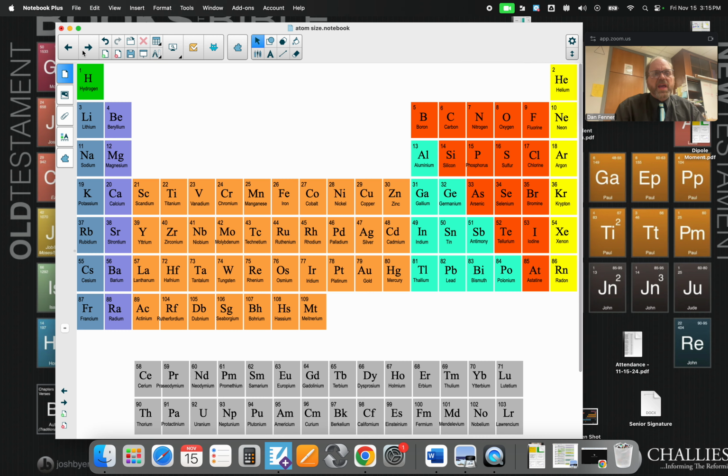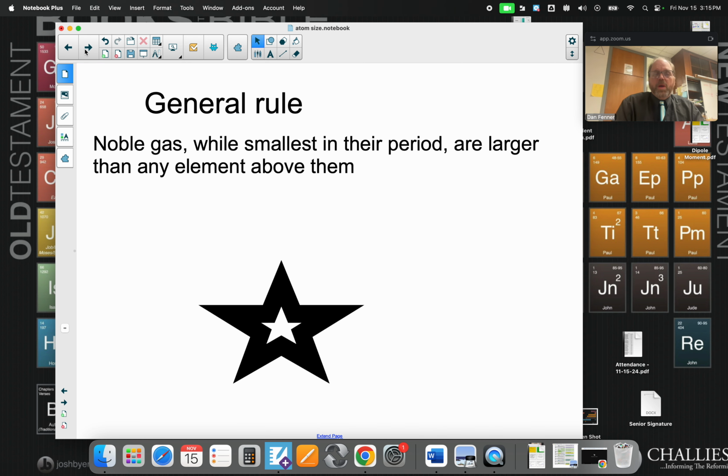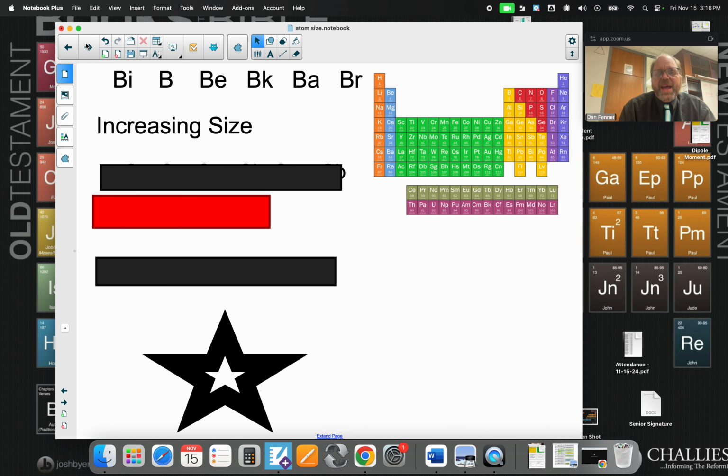So here's what we're saying. Periodic chart, going down, we get larger. Going across, we get smaller. All right. So we're going to make a general rule, though. That general rule will say that while the noble gas is the smallest in its period, the last one in its period, we're going to assume that it's larger than anything above it. Now, occasionally that isn't the case, but to use the periodic chart and make it simple, we're going to make that generalization.